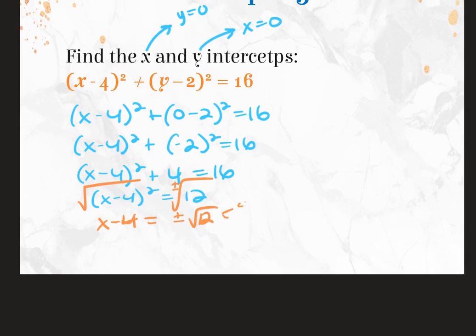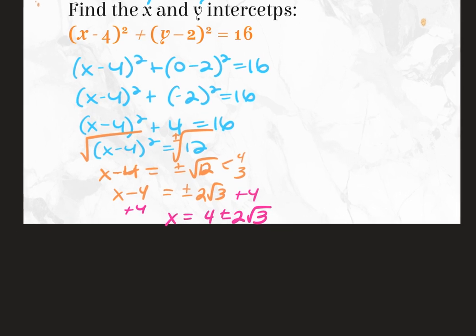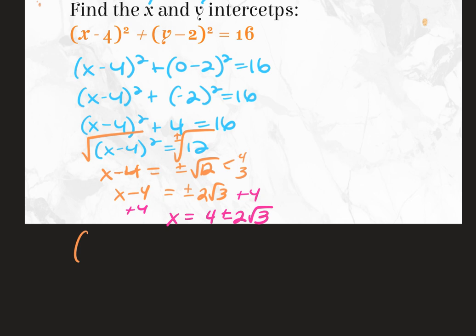Good. That's a 4 and a 3. So this is plus and minus 2 root 3. And then I would add the 4. So x would equal 4 plus and minus 2 root 3. How do we write intercepts, though? Good. So it'd be 4 minus 2 root 3, comma 0, and 4 plus 2 root 3, comma 0. Those are your x-intercepts.